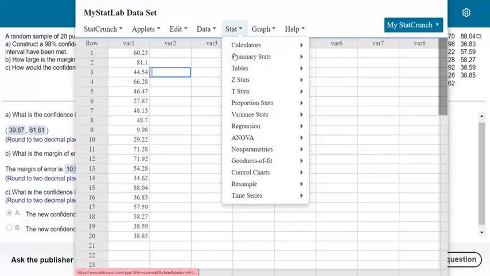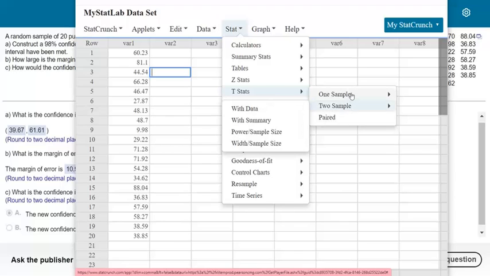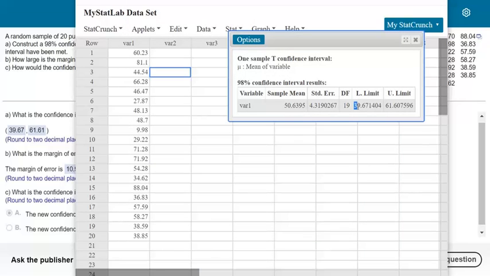So we'll want to go to Stat. It's a T-stat that we need because we're not using a population standard deviation. It's one sample because it's one column of data. And we want to select with data. That way StatCrunch calculates everything for us. And it's a 98% confidence interval. Hit compute. And there's the lower and upper bound that the student has.